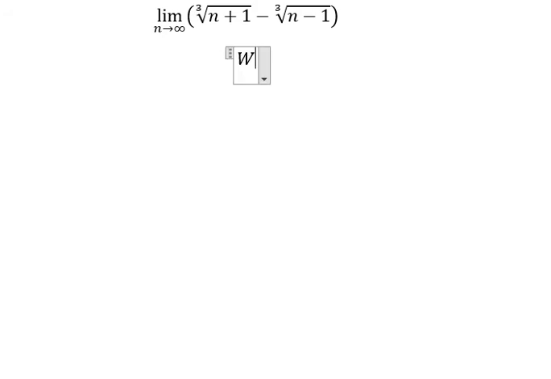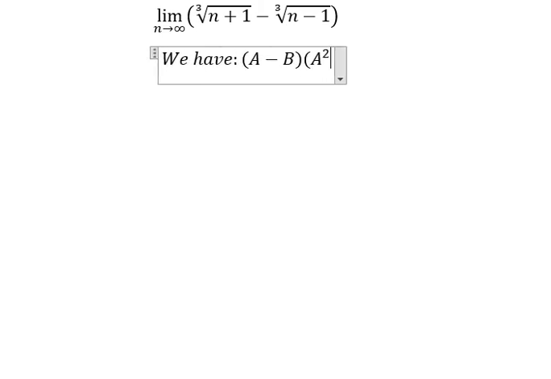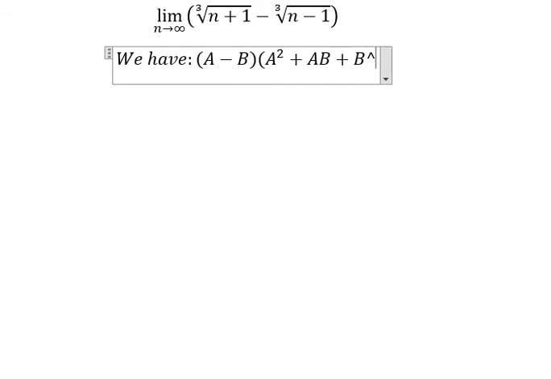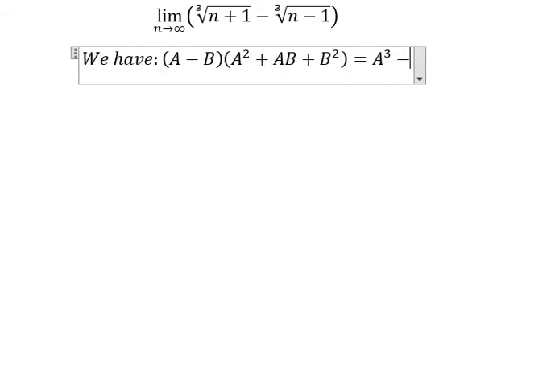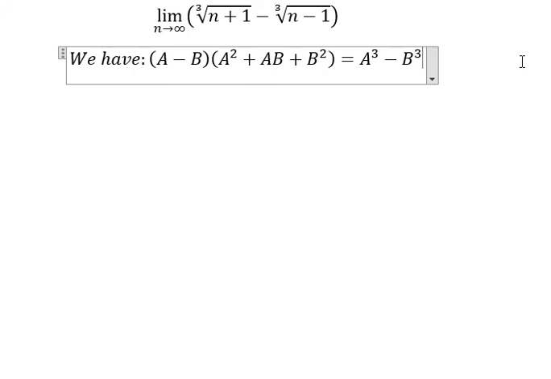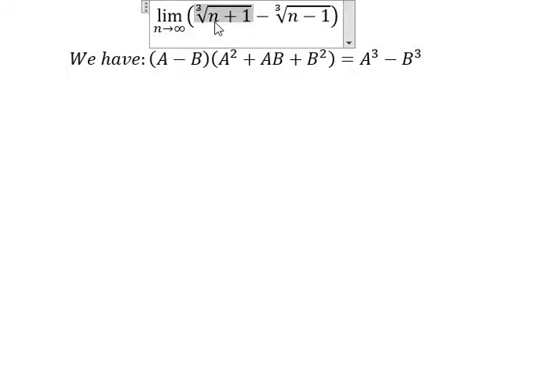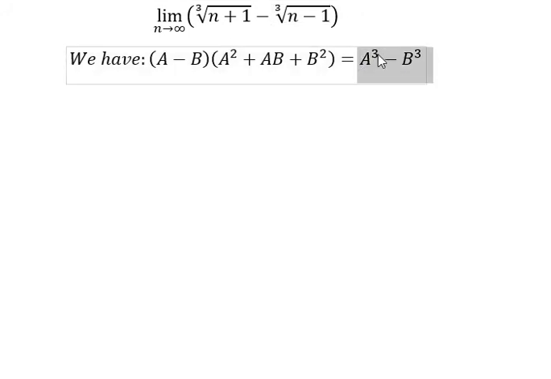We have the formula in here. That is a minus b multiplied by a square plus ab plus b square equals a to the power of 3 minus b to the power of 3. So this one is a, and this one is b. To create a to the power of 3 minus b to the power of 3, we need to multiply this one on the numerator and denominator.